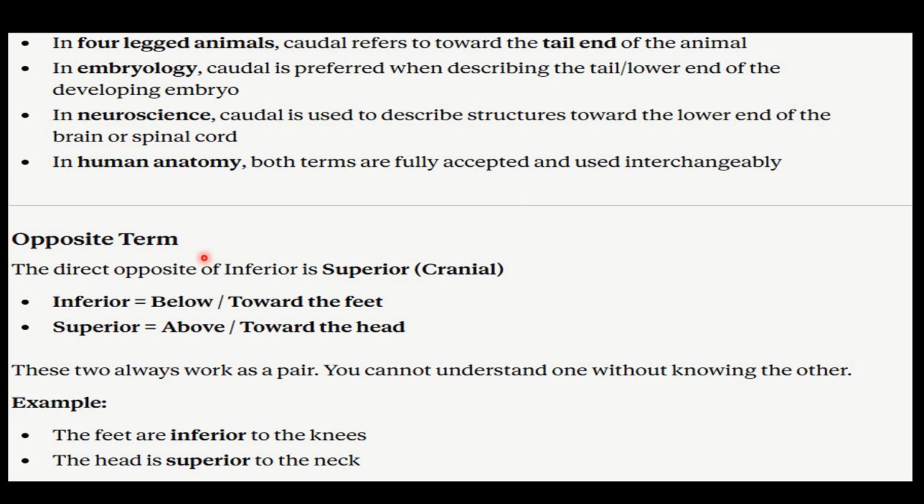Clear? Now we have some opposite terms. We all know that every term has its opposite. The opposite of inferior is superior, also known as cranial. Inferior means below, toward the feet, and superior means above, toward the head. These two always work as a pair. You cannot understand one without knowing the other. Now let's see some examples. The feet are inferior to the knees, and the head is superior to the neck.